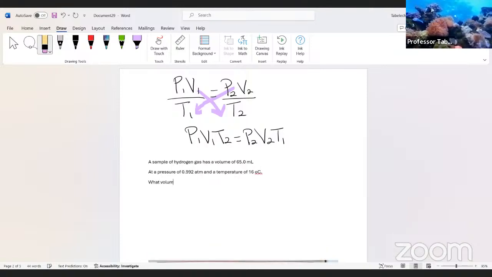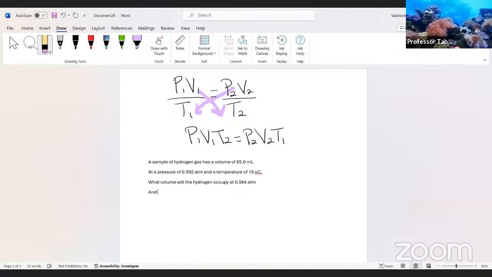What volume will the hydrogen occupy at 0.984 atm and 25 degrees Celsius? Okay, so we have several things going on within this problem, and what I'm going to do is show you guys how to solve this problem without any hesitations, okay?